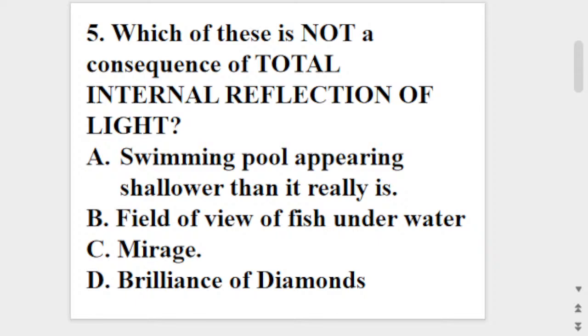So if you take a look at the options, you will see that the correct answer, which is not a consequence of total internal reflection of light, would be swimming pool appearing shallower than it really is. When a swimming pool appears shallower than it actually is, that is caused due to refraction of light. It is refraction of light that makes swimming pool to appear shallower, all right? We call it apparent depth.